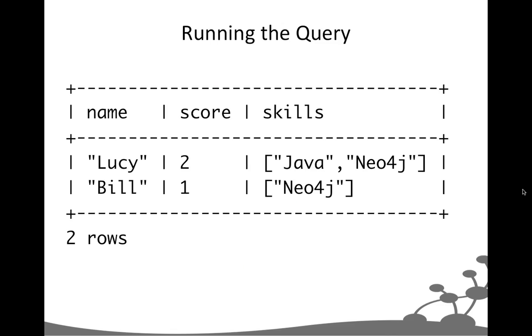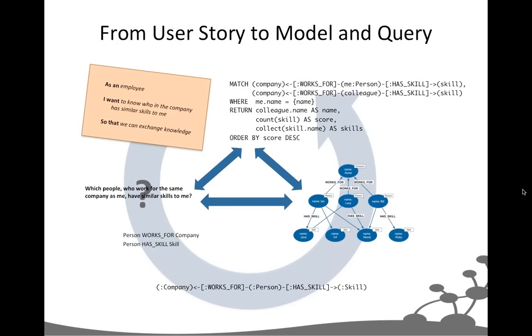So if we actually execute that Cypher query against the data set, if we're able to build an app that can build out that data set, these are the kind of results that we're going to get. And as I said, we're creating a kind of tabular set of results with columns called name, score, and skills. You can see that Lucy's got two things in common, Java and Neo4j. Bill has one thing in common with me, which is Neo4j. Okay.